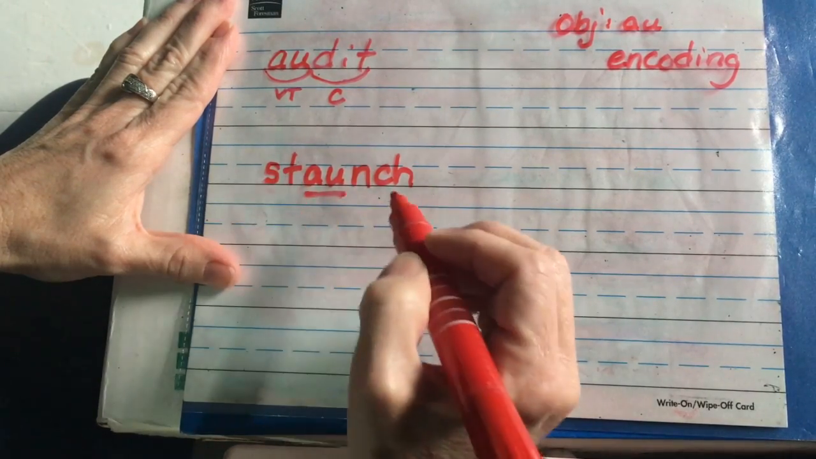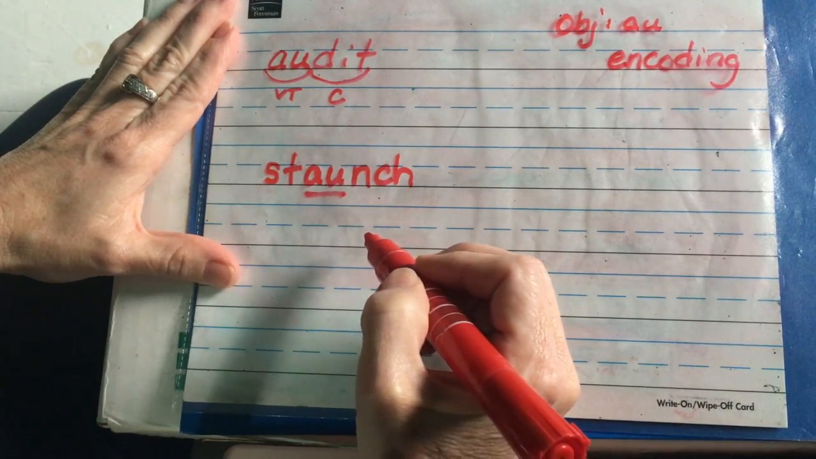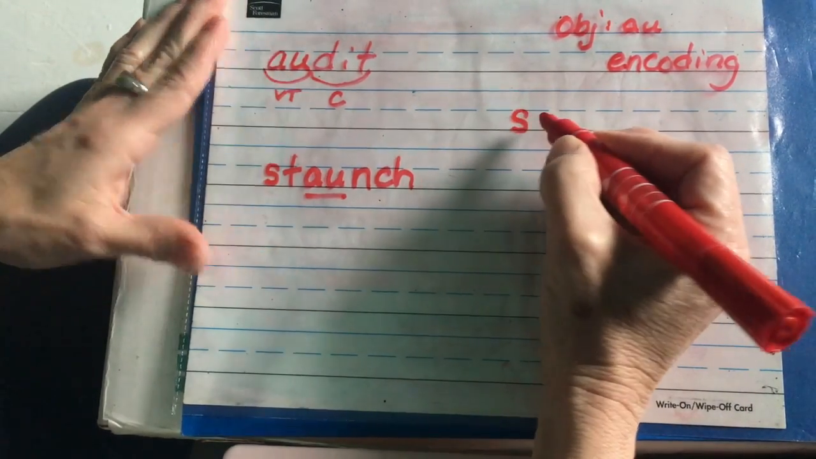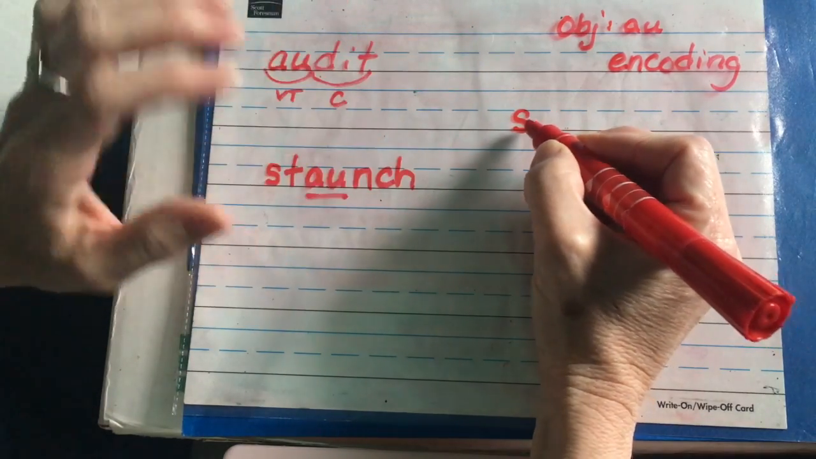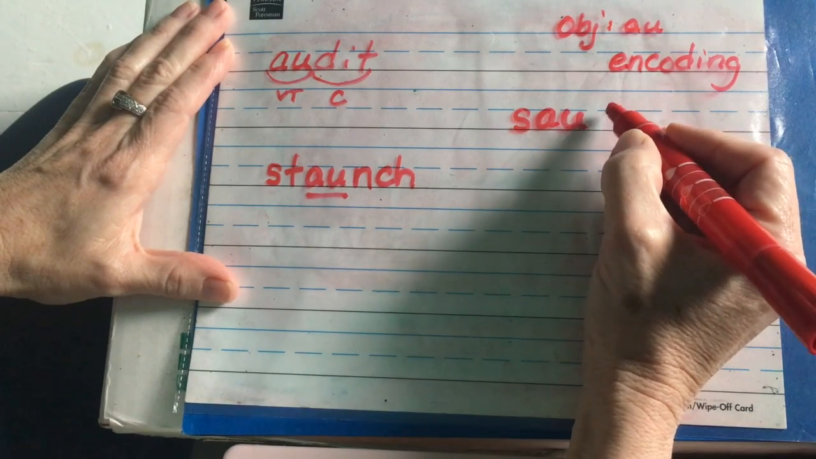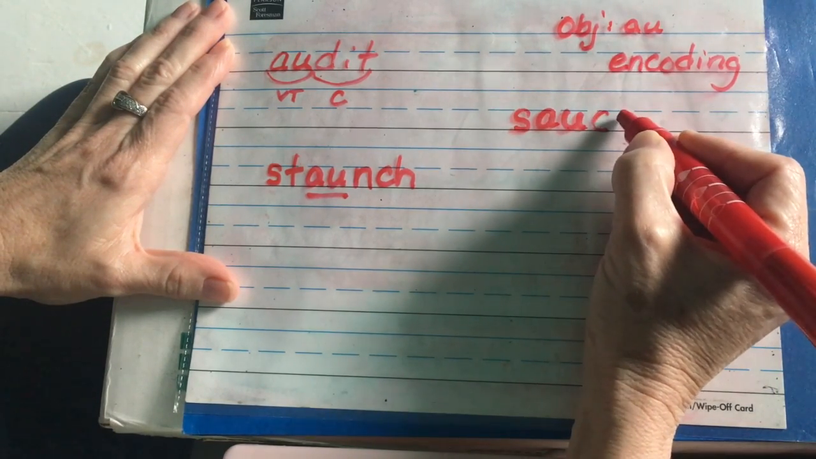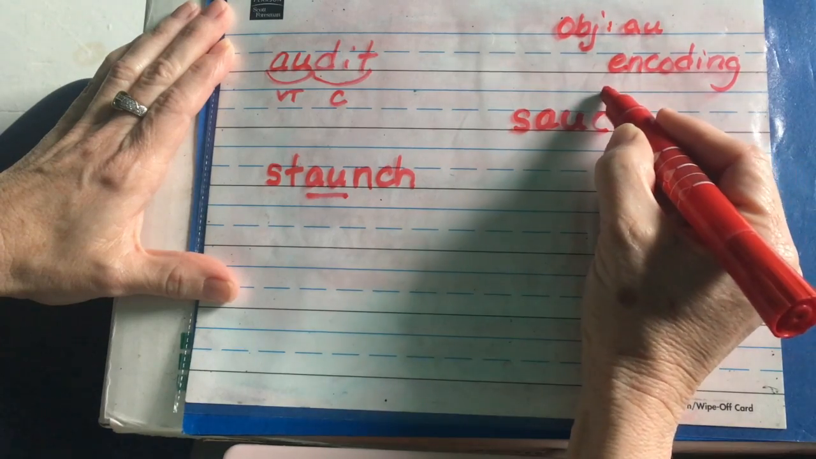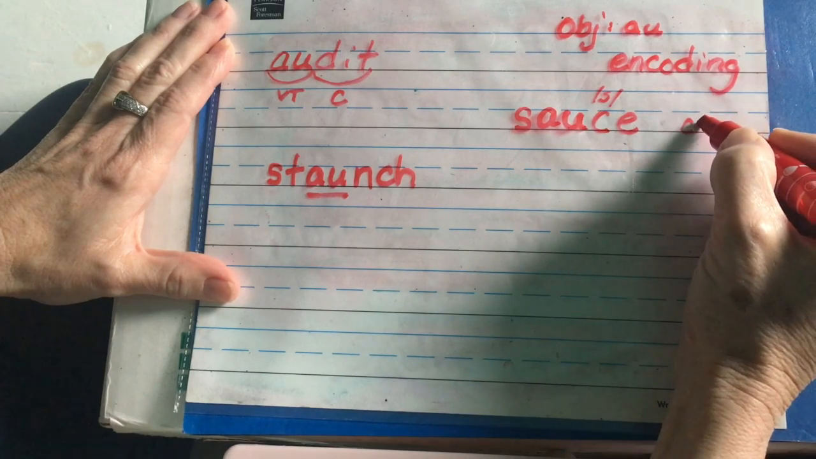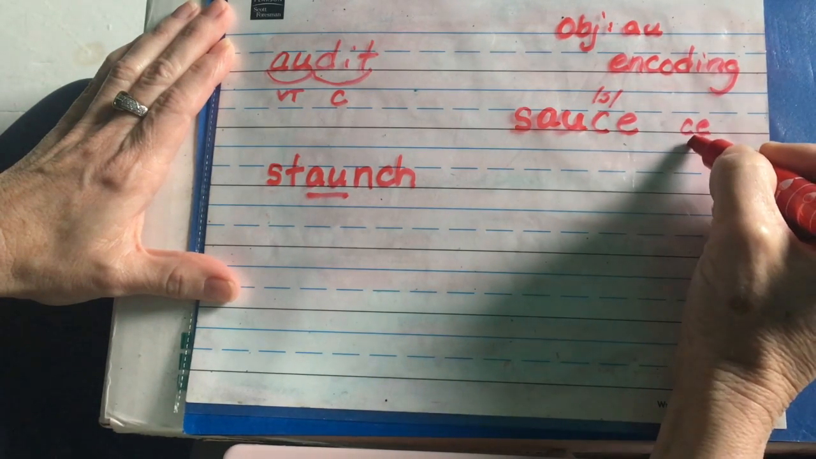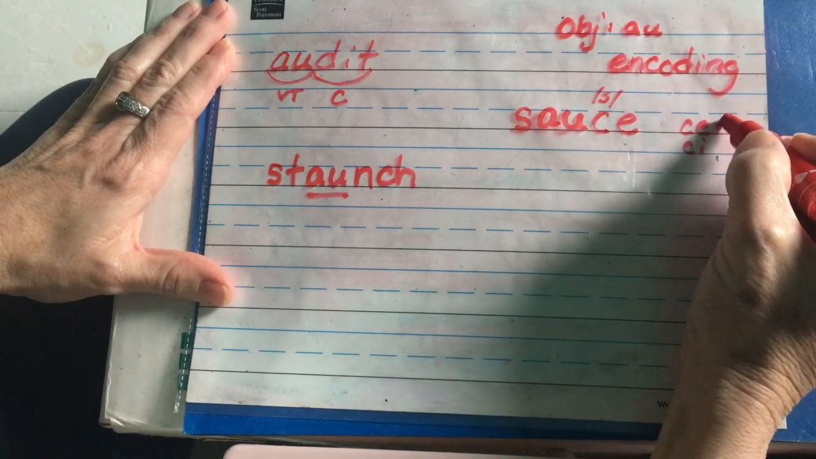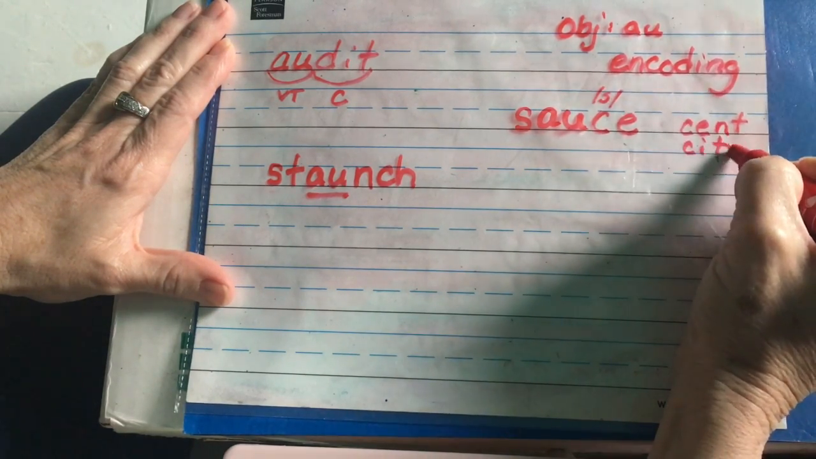It has a blend in the front, has a digraph in it. Let me show you another one. This word is sauce. Aw. And then the s is actually not an S, it's a C. And the way they get the s sound is because it's followed by an E. And you remember that anytime C is followed by an E or an I, you're going to hear the S sound, like in the word scent and city.